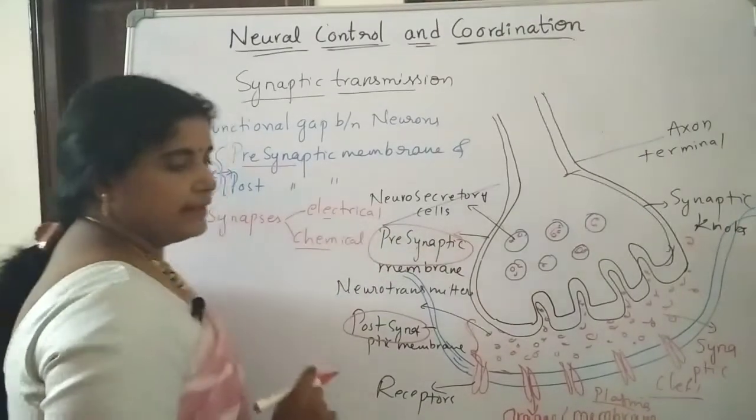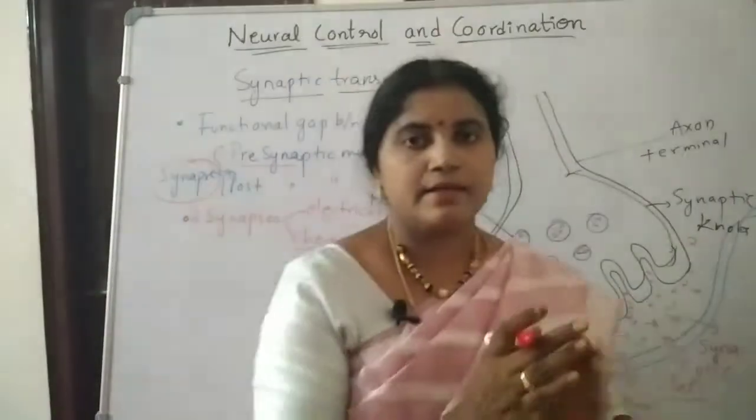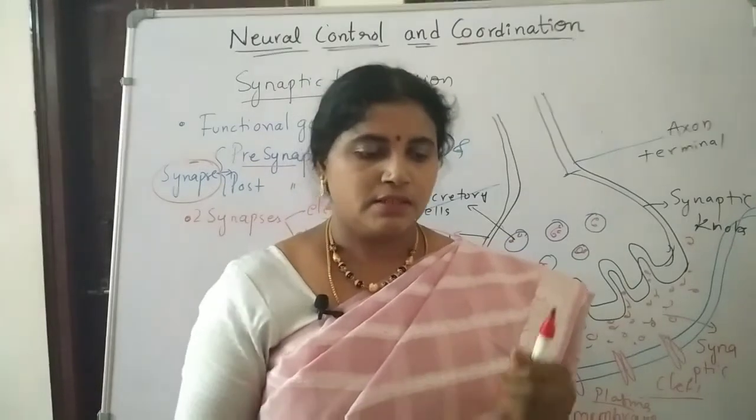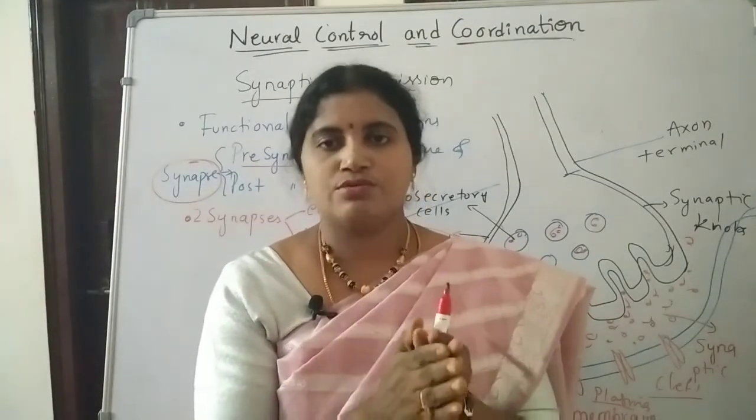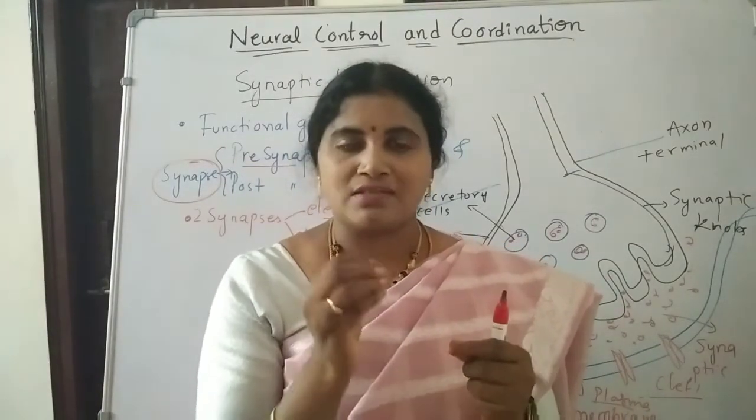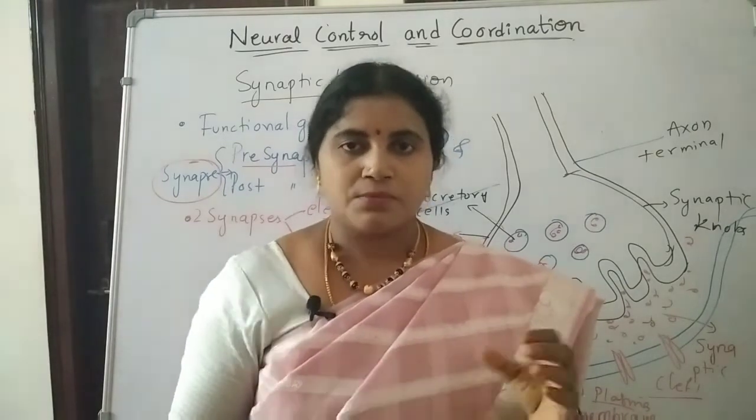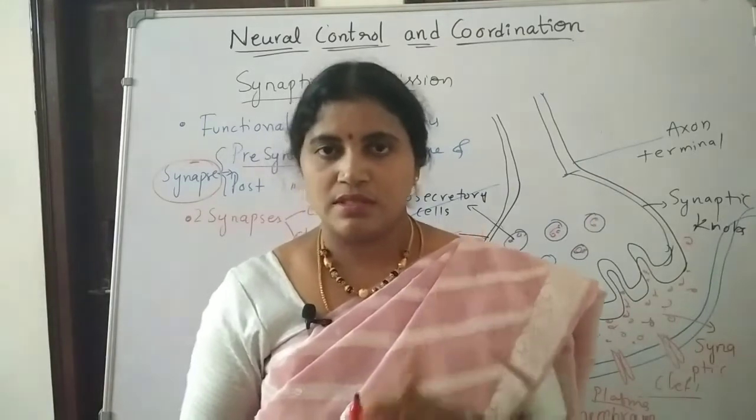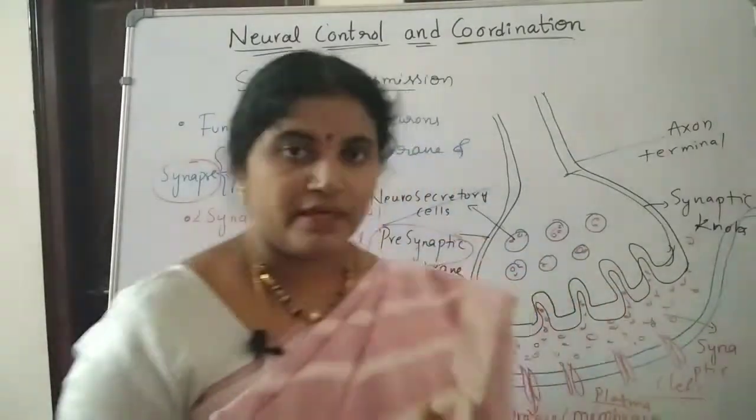So what is this electrical synapse? See, electrical synapse is very easy to transmit. Why? Because here the two neurons are very close to each other, so there are not many gaps in between. That's why impulses can easily pass from one neuron to another neuron. Those are electrical synapses.